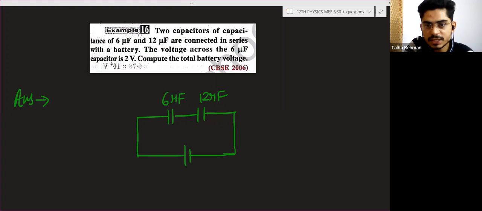The voltage across the 6 microfarad capacitor. This voltage is unknown.